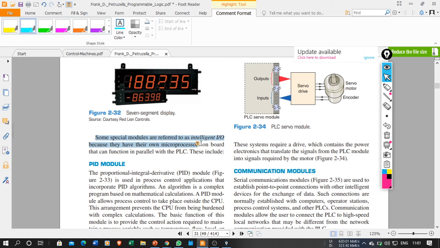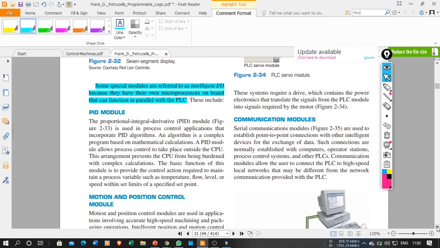Some special modules are also referred to as intelligent I/O modules because they have their own microprocessor on the board that can function in parallel with the PLC. Apart from this, there are special modules, and these modules have their own processor inside the module itself. And one of these modules is the PID module.